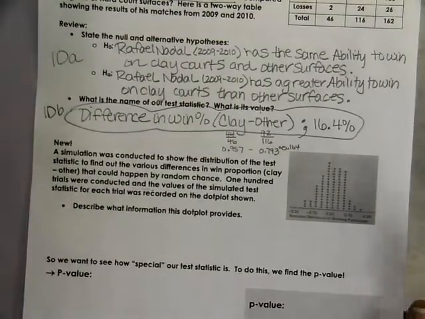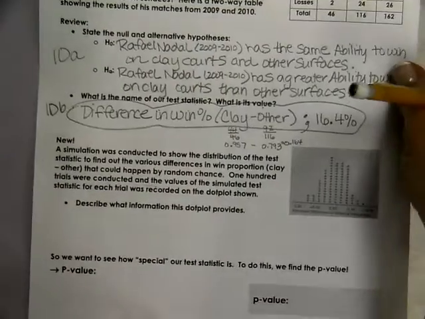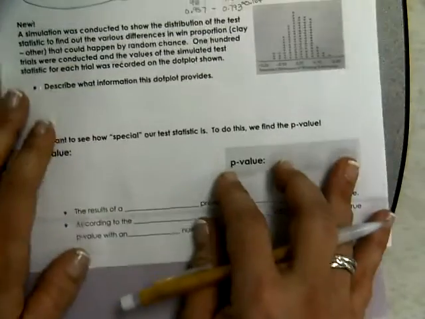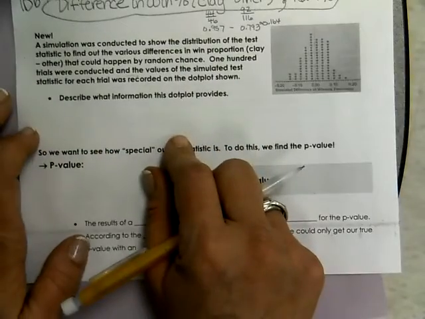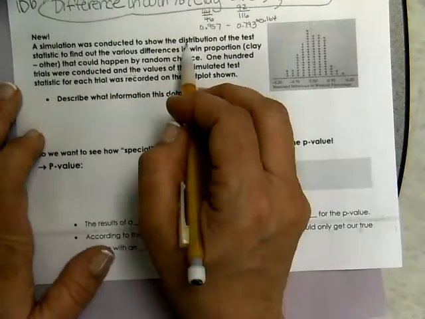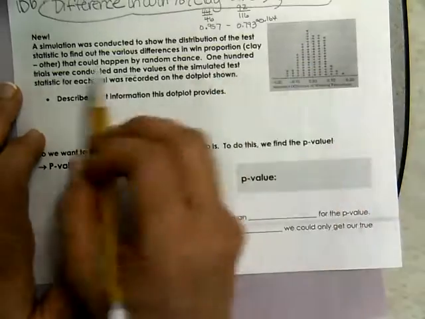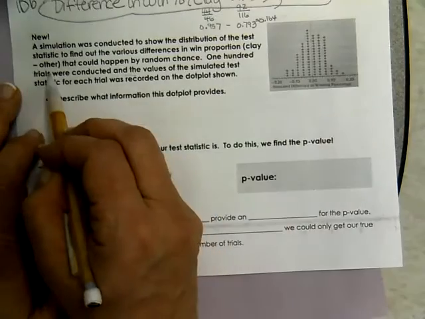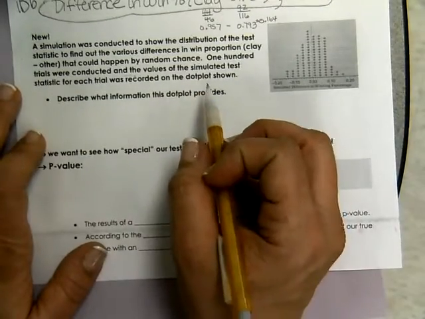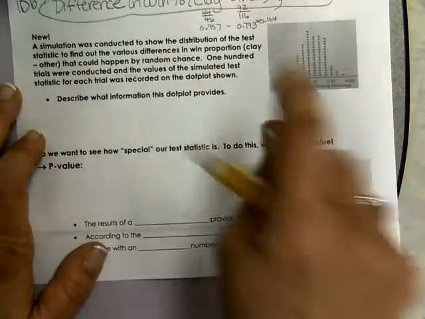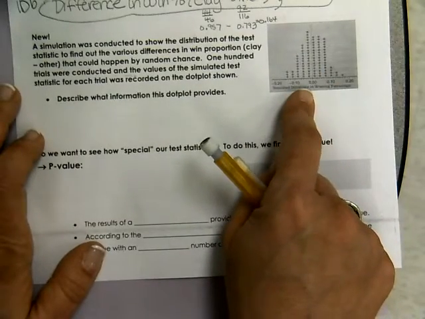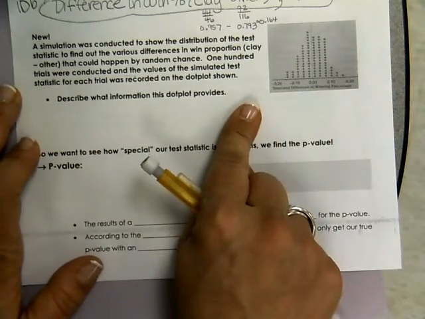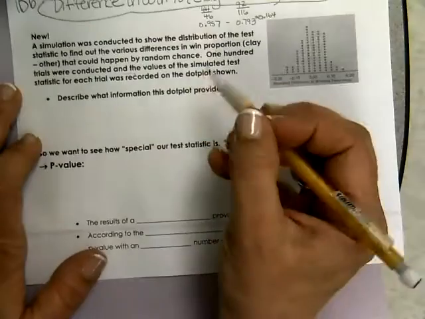Okay? So this is the newish part, us looking at the simulation and being able to talk very specifically about drawing conclusions from the simulation. So a simulation was conducted to show the distribution of this test statistic to find out all the various differences in win proportion, clay minus other, that could happen by random chance. 100 trials were conducted, and the values of the simulated test statistic for each trial were recorded on the dot plot shown. This says describe what information this dot plot provides.